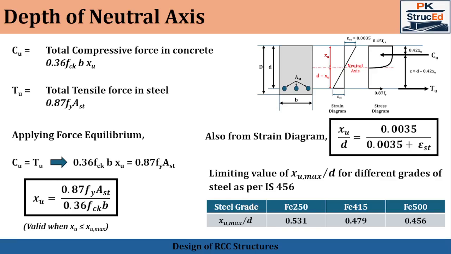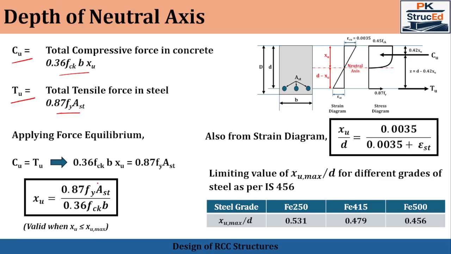Now let us consider how this neutral axis depth can be measured. At the ultimate limit state, concrete above the neutral axis will be in compression and the concrete below the neutral axis is cracked and hence it will be ignored. As per IS 456, Cu will be equal to 0.36 fck b Xu, and Tu, the total tensile force in the steel, is 0.87 Fy Ast. Once we apply the force equilibrium, that is Cu equal to Tu, you will be getting 0.36 fck b Xu equal to 0.87 Fy Ast.